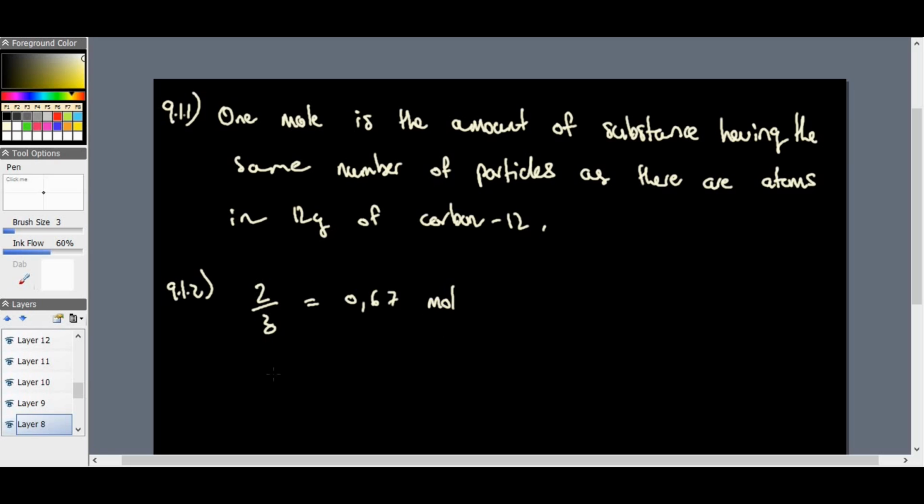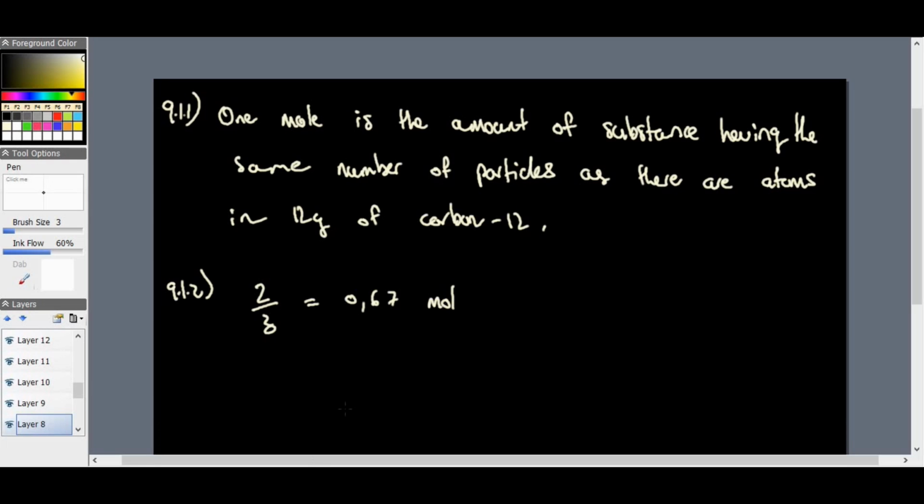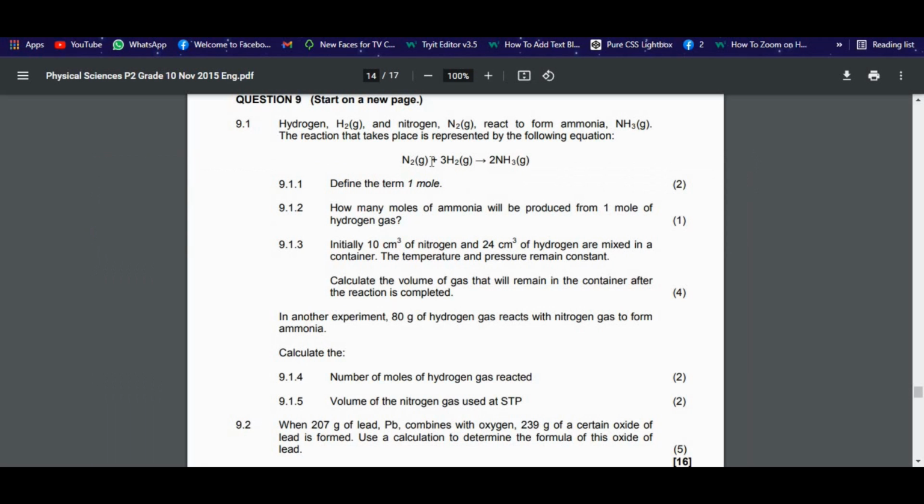Obviously this fraction narrows it down to 1, dividing everything by 3. If we divide by 3 here, that gives us 1, so we've got to divide 2 by 3 as well. So 1 mole of hydrogen will produce 0.67 moles of ammonia, and vice versa. So 3 moles of hydrogen reacted with 1 mole of nitrogen produces 2 moles of ammonia.